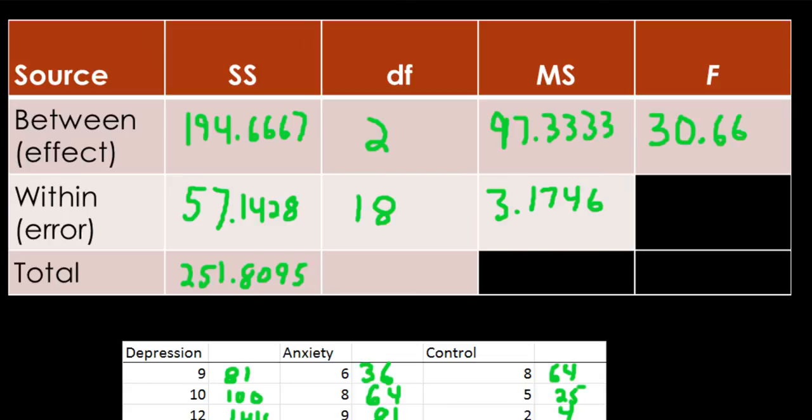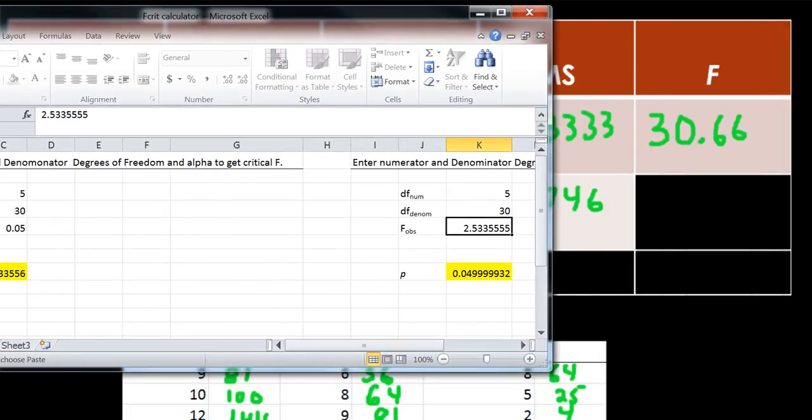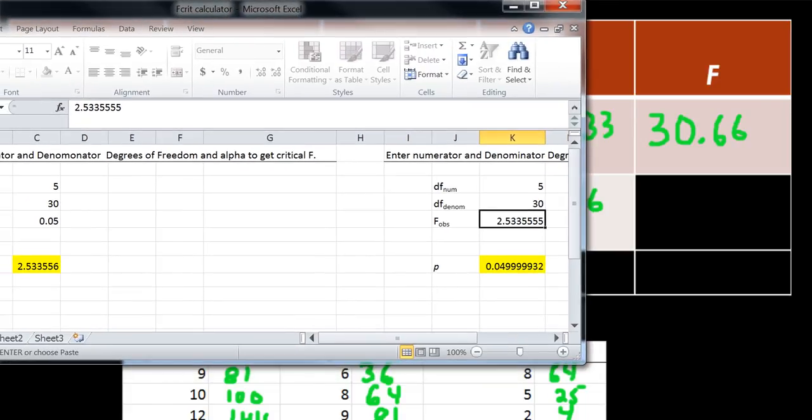So that is without a doubt a statistically significant value, because this basically says our effect variance is 30 times greater than our error variance. However, just for the sake of going through the motions of what we would do if we needed to look this up, we could put in our degrees of freedom numerator, which is 2, and our degrees of freedom denominator, which is 18, enter our alpha, and the F critical value we would need to get to is 3.55.